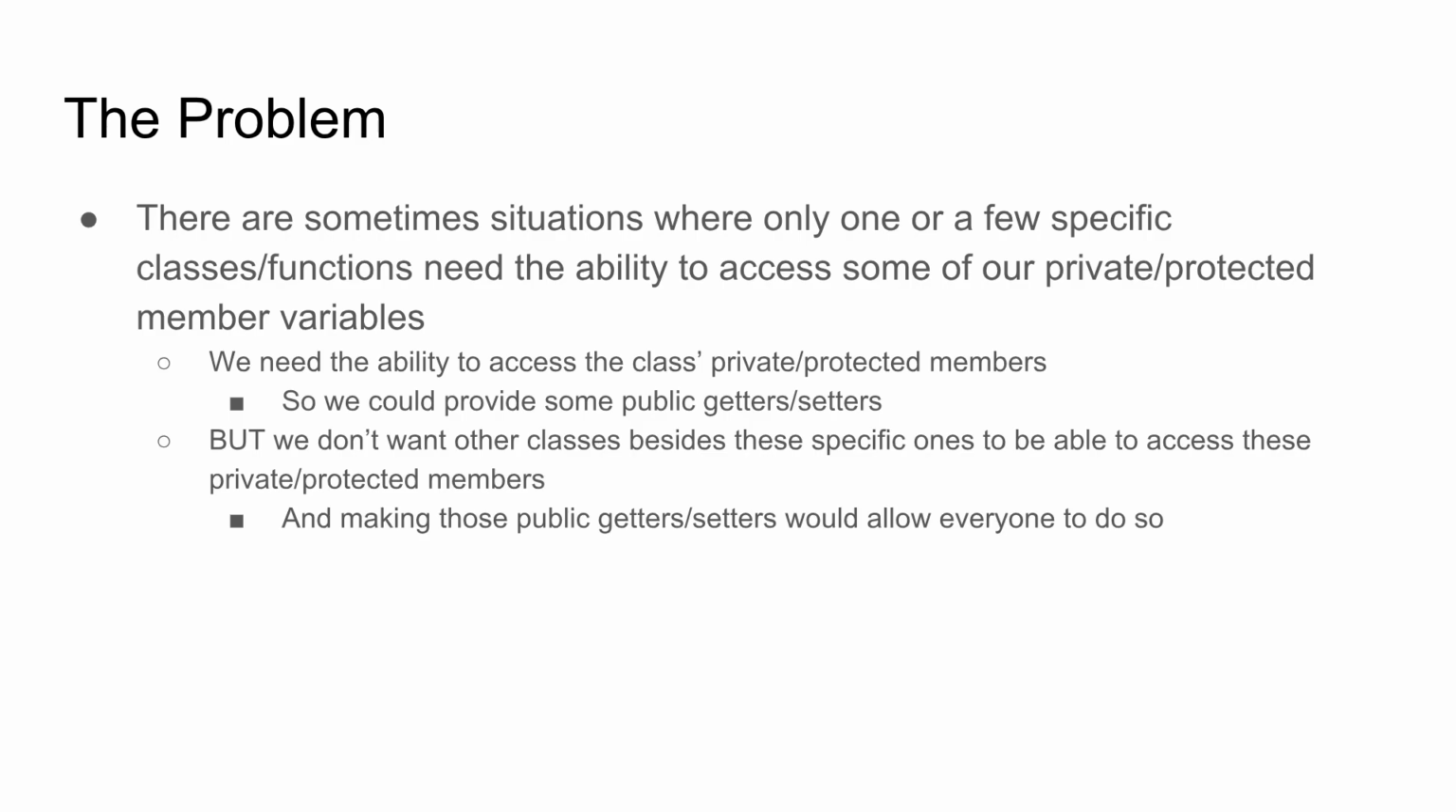But there are some times where only one or a few very specific classes or functions need the ability to access some of our private or protected data members. It might not make sense overall to provide getters and setters for those things if other people are going to be able to use this class, if only we're supposed to be using them internally, right? So they need to be marked private so people on the outside can't monkey with them. But we still need to have some way of having the access, so we kind of need the friendship.